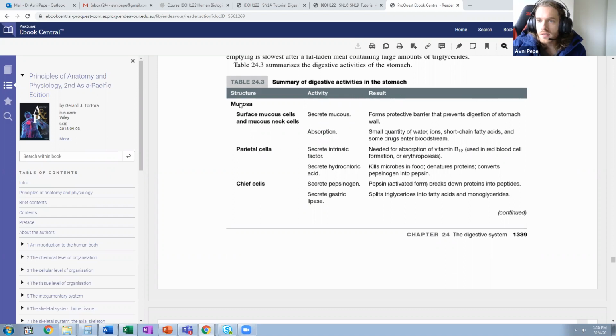Parietal cells. So they were the mucus cells, the surface ones and the neck ones. We've also got the parietal cells. They secrete the intrinsic factor and also hydrochloric acid. Intrinsic factor is needed for the absorption of vitamin B12. It's used in red blood cell formation and erythropoiesis, which is the same thing. So erythropoiesis is the creation of the red blood cells. And it also releases hydrochloric acid. As we mentioned, that kills the microbes, helps to denature proteins by converting pepsinogen into pepsin.